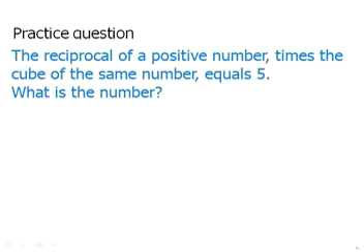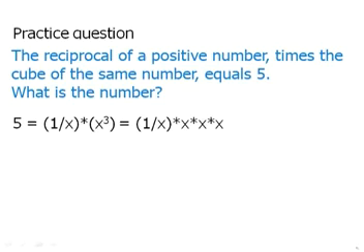So if x is the number, the reciprocal is 1 over x. And of course the cube is x cubed. So we're saying that 1 over x times x cubed equals 5. That's our fundamental equation. Well, that x cubed, literally that means x times x times x. I'm just going to write that out.